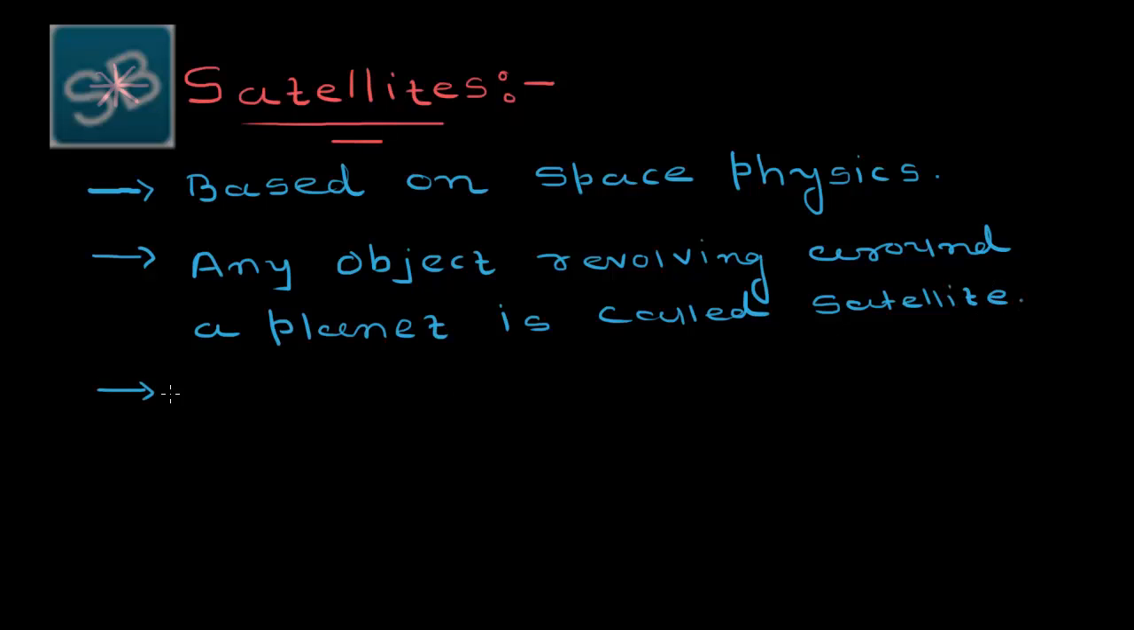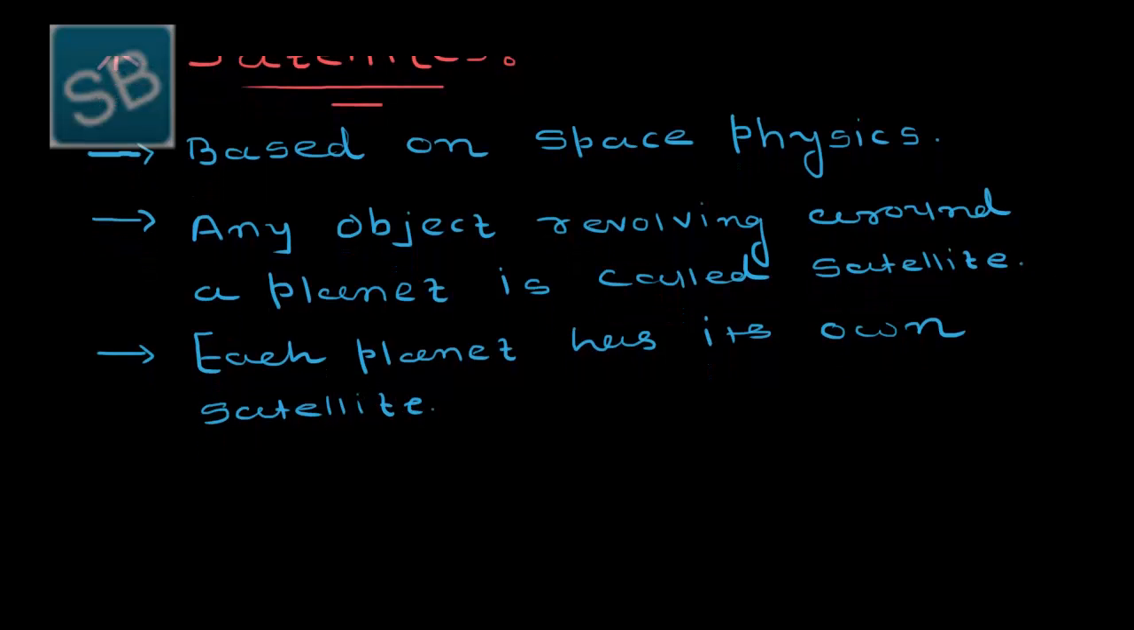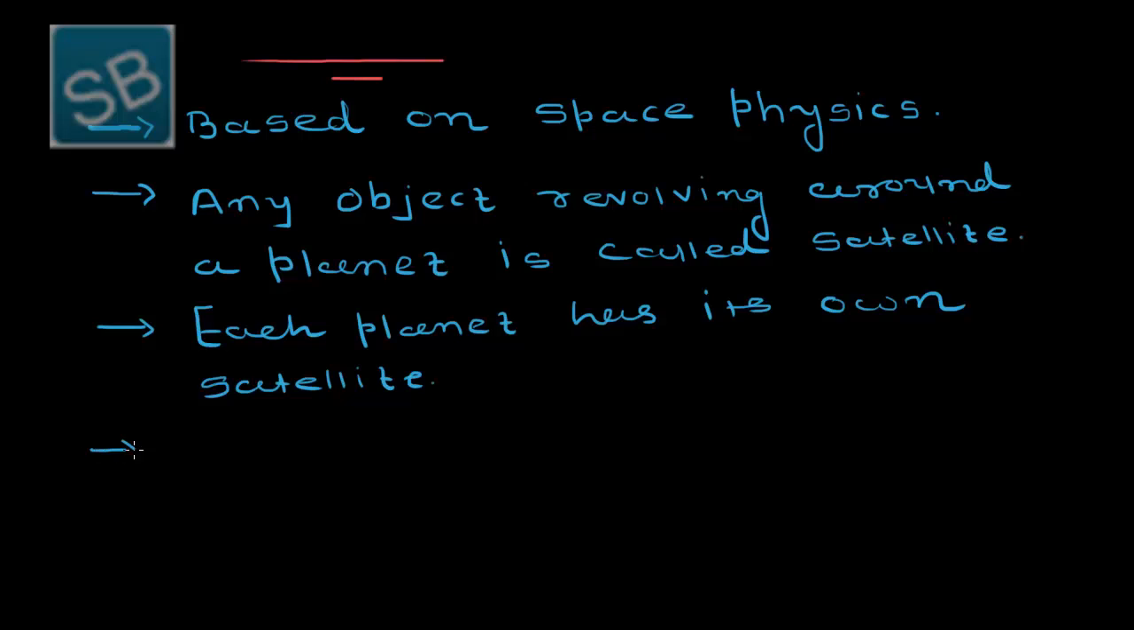And remember, each planet has its own satellite. So can you give the name of the satellite of our earth? So moon is the satellite of earth because it is revolving around the planet, which means earth.